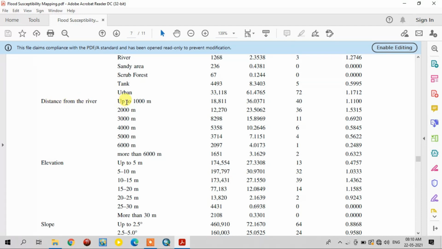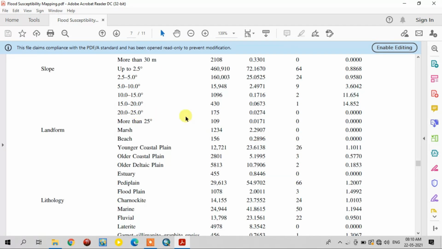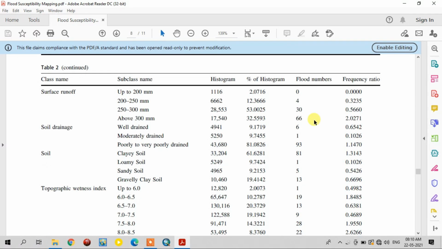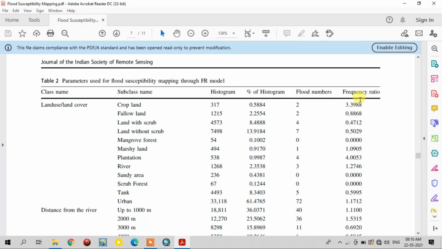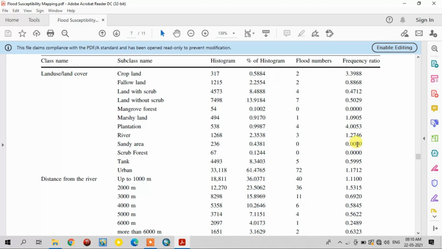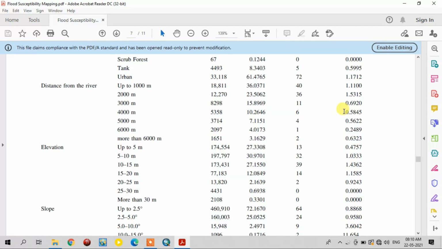Likewise, see, distance from river has these subclasses, and this is the histogram, and this is the percentage of histogram, and how many flood events occurred in every individual class, and this is the frequency ratio. Likewise, all the parameters have been calculated like this. This is the final value of every parameter. Using these frequency ratio values, we need to calculate the flood susceptibility index.